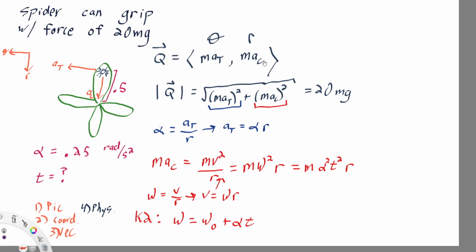So using that information, we can rewrite our piece under the radical as m alpha r squared plus m alpha squared t squared squared r all to the 1/2 power, right? 1/2 power is the same as square rooting. Oh, whoops. Yeah, I ran out of room to write that effectively. So I'm going to try that again.